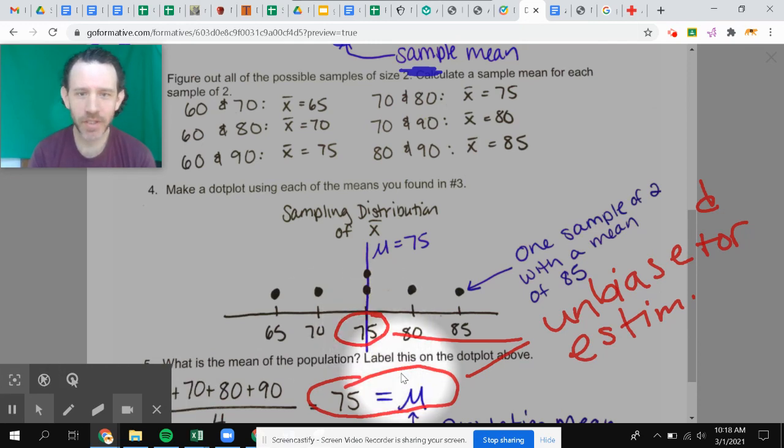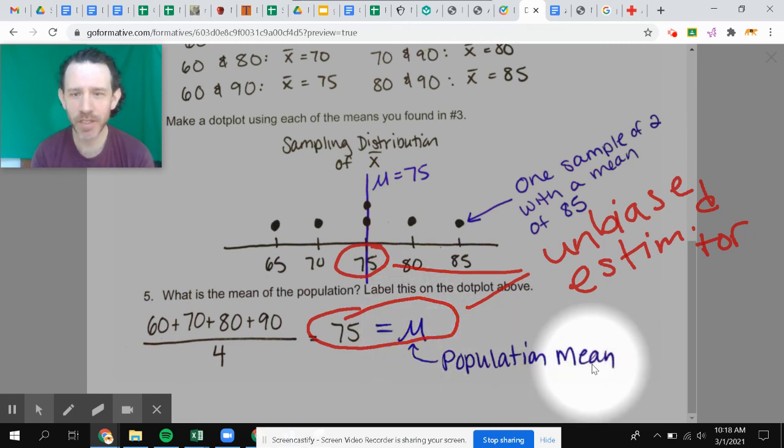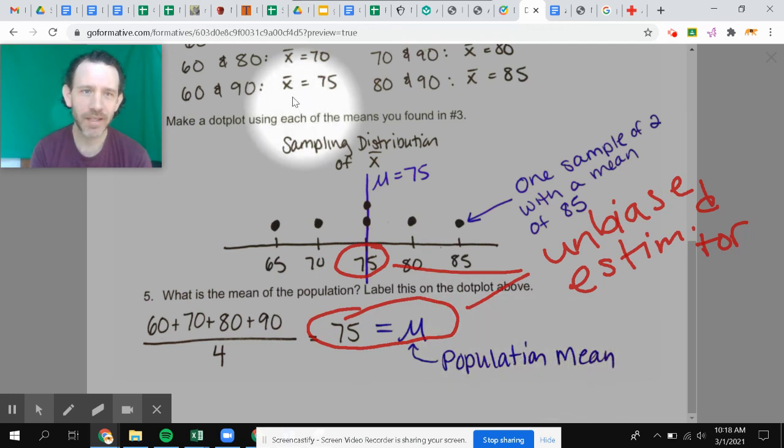The last thing to note here that I didn't mention before is notice the symbol that's used for the population mean. That's the one that we were used to when we were doing our normal distributions. That's the mu. So you now have to distinguish between this symbol for a population mean and that X bar for a sample mean.